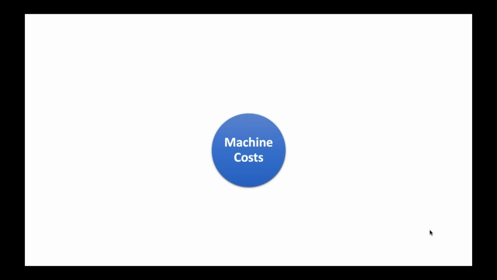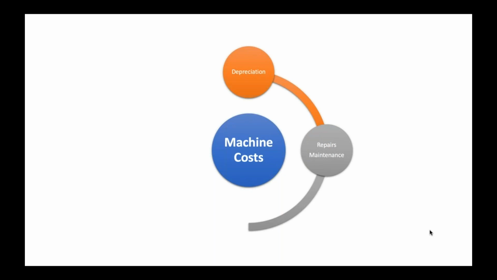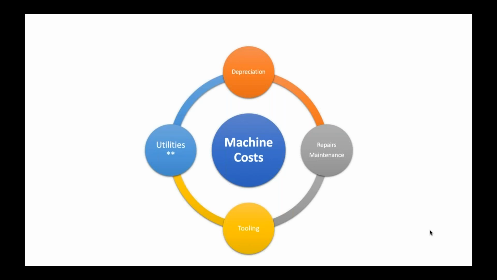Machine costs. We typically have depreciation, which can be identified by machine. We have repairs and maintenance, which sometimes can be assigned specifically to a machine. We have tooling expenses, and then we have possibly utilities. I put the little asterisks there because from a utility or energy cost viewpoint, it really depends on if you know specifically how much utilities a machine is consuming. That would typically come in by having meters on the machines, and then you can assign specific costs based on usage.